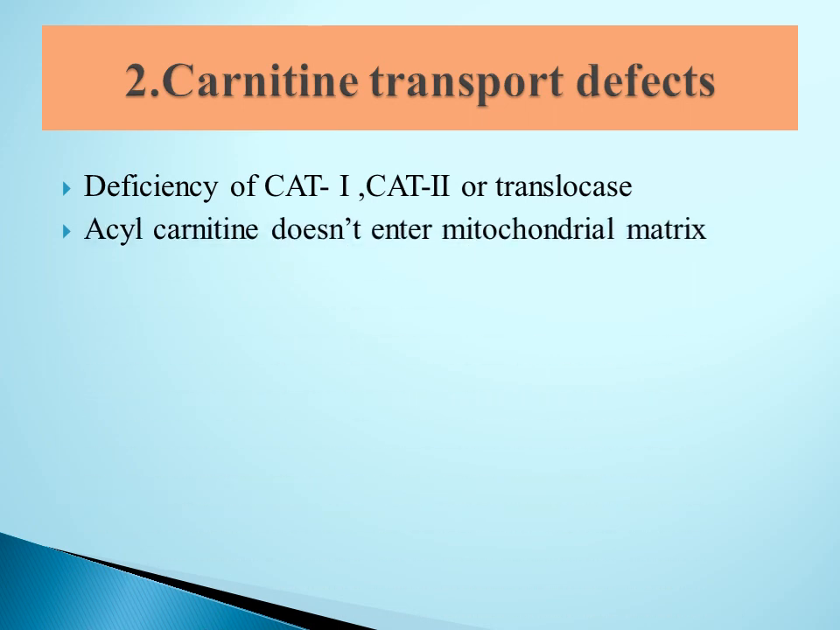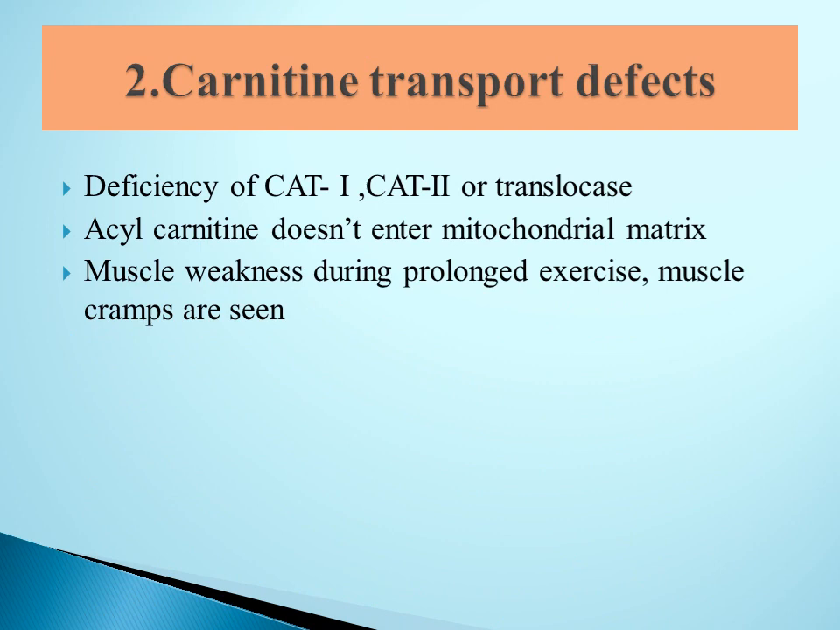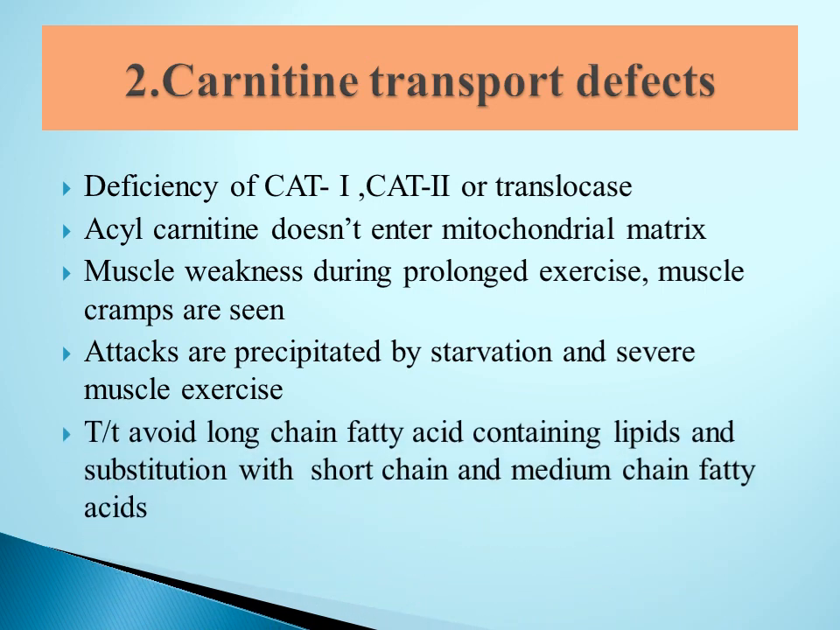Because of the defect of any one of the components, acyl carnitine can't enter the mitochondrial matrix, and if there is no entry of acyl carnitine in the mitochondrial matrix, there is no or decreased beta oxidation. So there is no energy supply to muscle, so muscle becomes weak during prolonged activity, and muscle cramps are also commonly seen. These attacks are precipitated by starvation and severe muscle exercise.